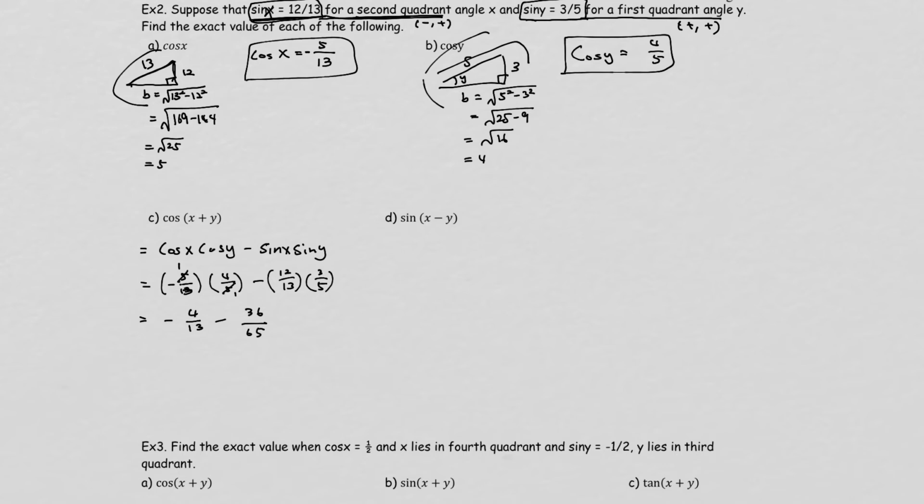You have to have the same denominator in order to add or subtract. So when you multiply this by 5, you get minus 20 over 65 minus 36 over 65. So you get minus 56 over 65.